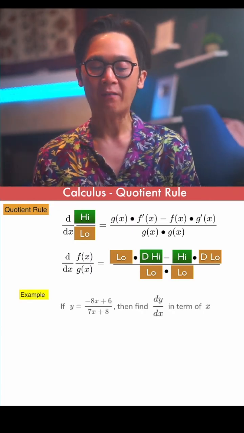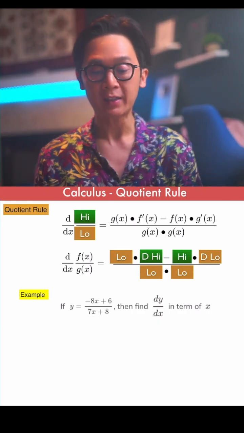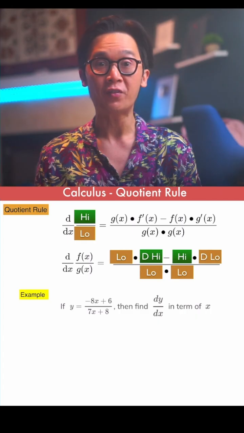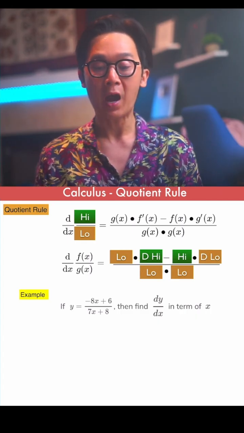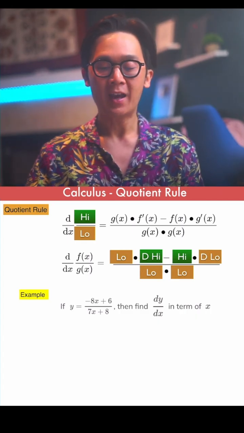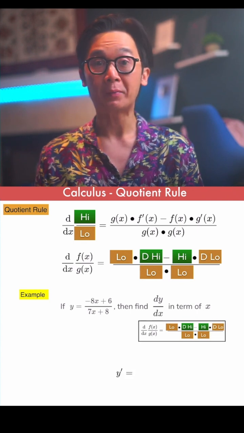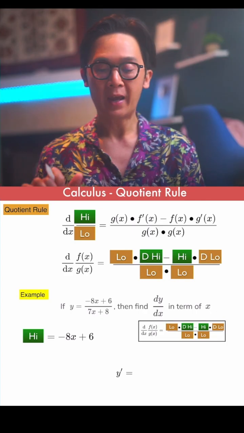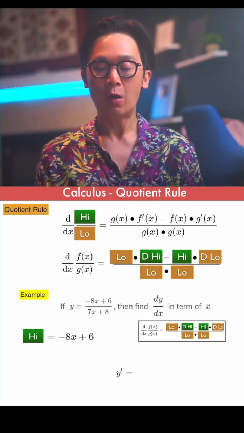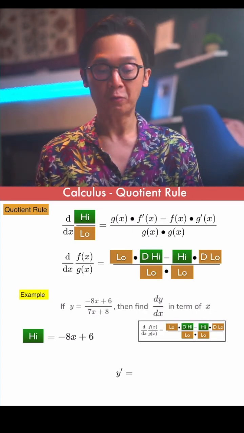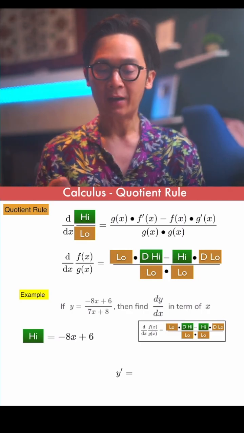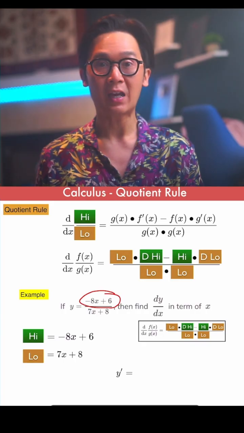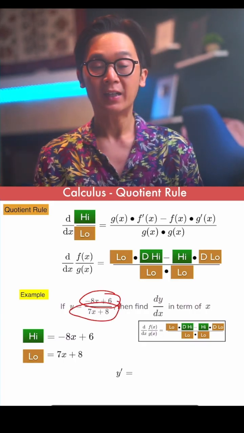So let's say we have a function y, which is negative 8x plus 6 all over 7x plus 8, and we need to find the dy dx, or the differentiation of the function y with respect to x. In this particular problem, we're obviously going to be using this formula, low d high minus high d low over low low. In the function y prime of x, we need our high, which is negative 8x plus 6, represented by our numerator, and our low, which is 7x plus 8.